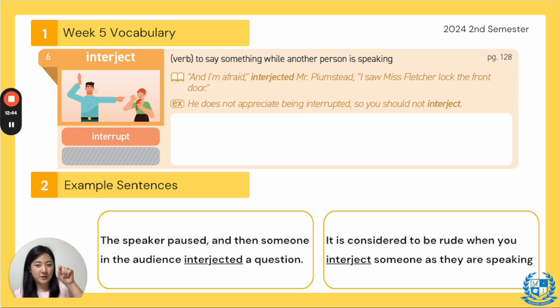Example, let's read together. 1, 2, 3. He does not appreciate being interrupted, so you should not interject. Yes, I don't know anyone who likes to be interrupted or having people interject while they're speaking. It's not very nice. It doesn't show that you have good listening skills. Here, it says, the speaker paused, and then someone in the audience interjected a question. So instead of waiting their turn while raising their hand, they said, but Miss Kimberly, what's your favorite color? To interject. Next one, it says, it is considered rude when you interject as someone is speaking. As I have already said before, it's not a nice thing to do. Interject.